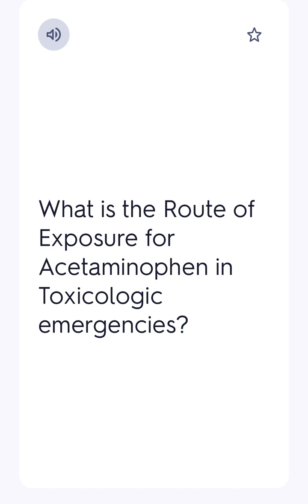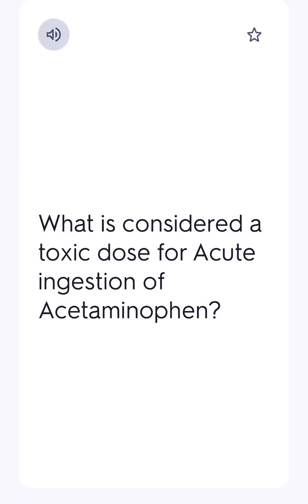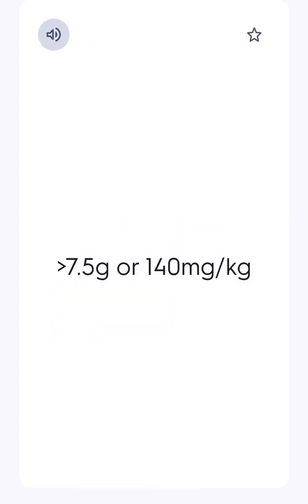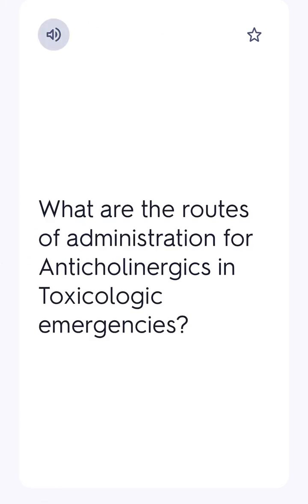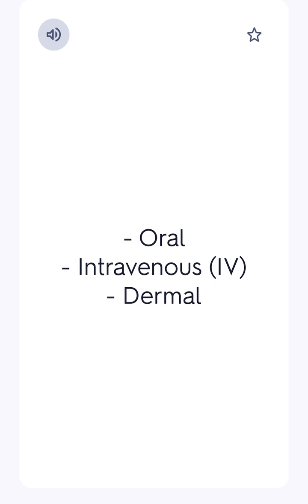What is the route of exposure for acetaminophen in toxicologic emergencies? Oral. What is considered a toxic dose for acute ingestion of acetaminophen? Greater than 7.5 grams or 140 milligrams per kilogram. What are the routes of administration for anticholinergics in toxicologic emergencies? Oral, intravenous, dermal.